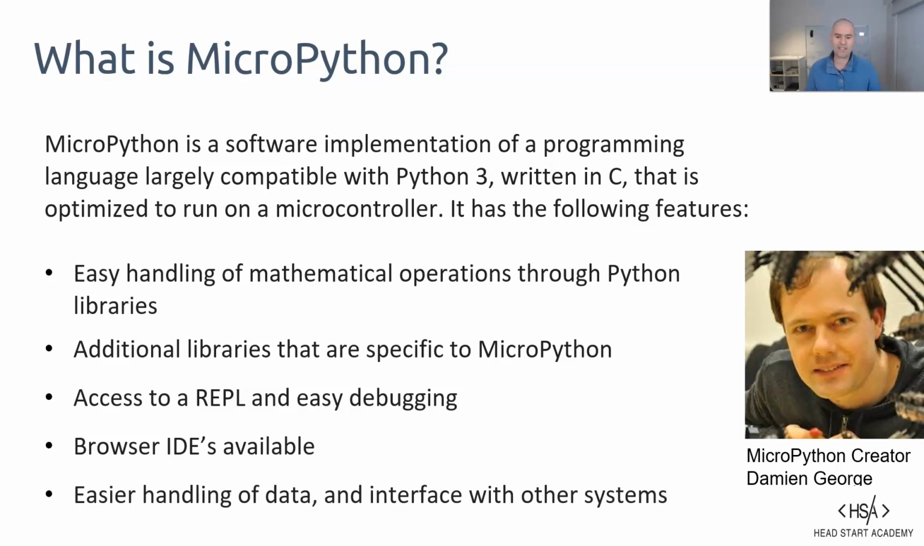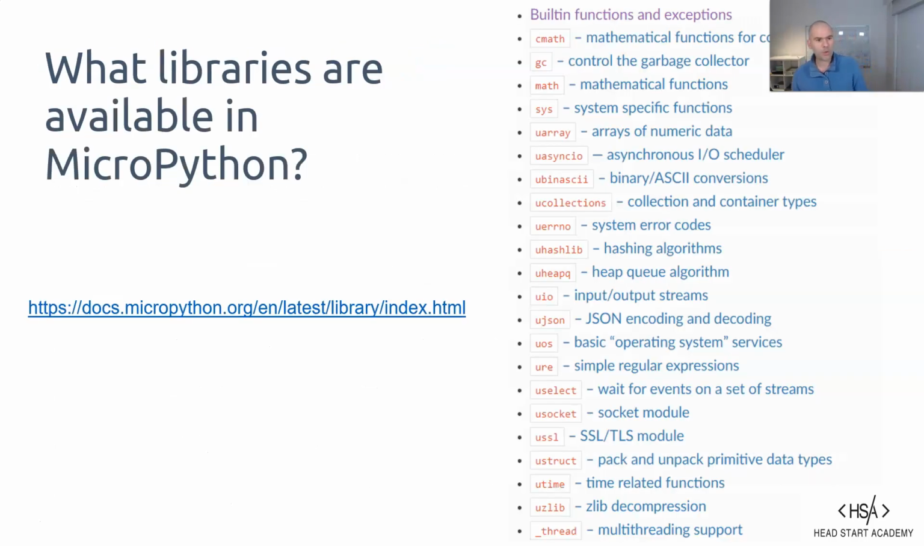And finally, I already mentioned easier handling of data and interface with other systems. If a microcontroller does a particular job in a larger system, it would send out information in bits, bytes, maybe tables or JSON files. All of this data handling is easier with Python than it would be typically with C-based microcontrollers.